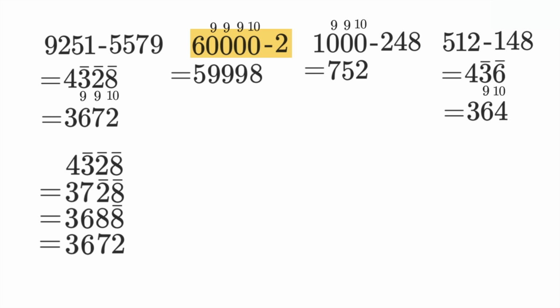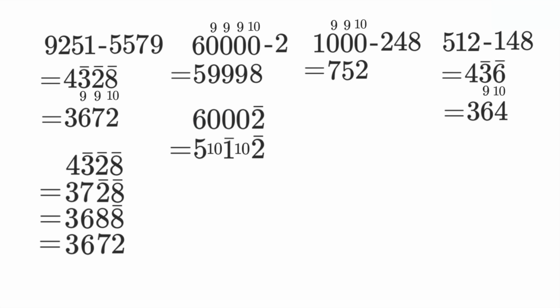Once again, 1 down, giving 10. Then 1 down, giving 10. This is 100 minus 2. Let's do 1 down just without writing it.